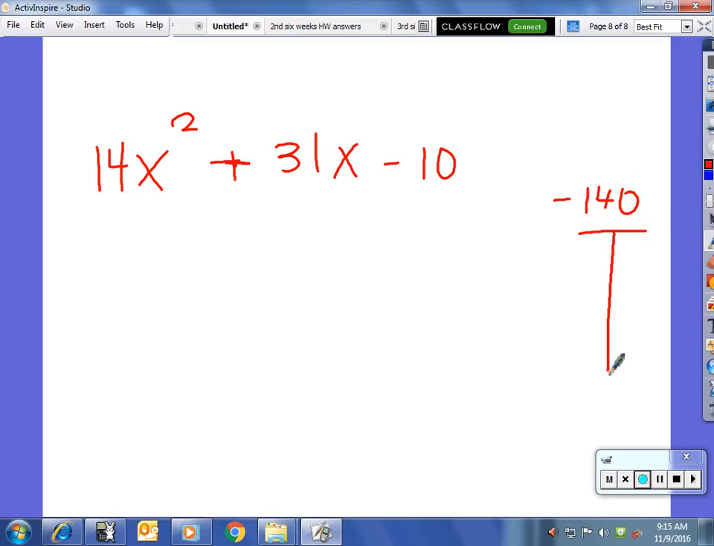Has anybody found the right pair yet? Not the final answer, just the right pair of factors for us. Danielle? Yeah, 4 and 35 was the winning pair.